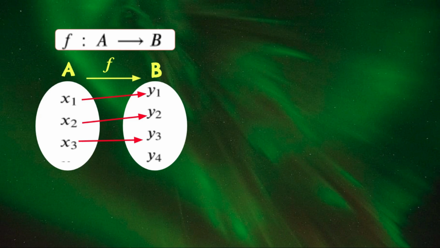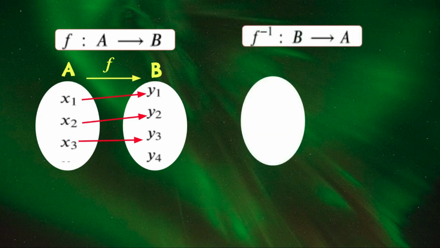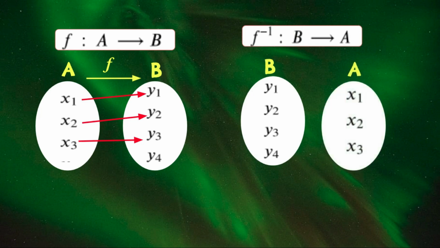Now let us check its inverse. f inverse from B to A. Here x1 maps to y1 and in the inverse y1 maps to x1. Here x2 to y2 and here y2 to x2. And f of x3 is y3, then f inverse of y3 is x3. Now check, is it a function or not? No. Why? Because y4 has no image.